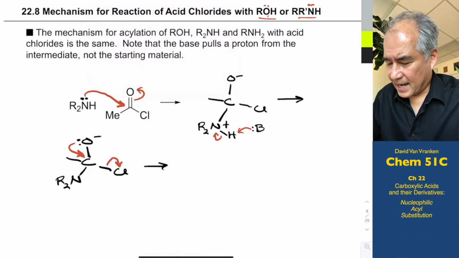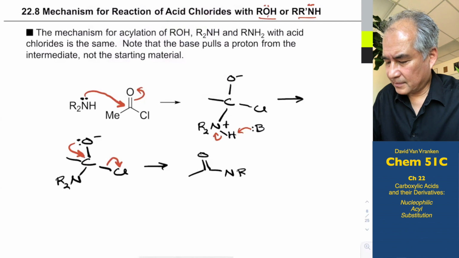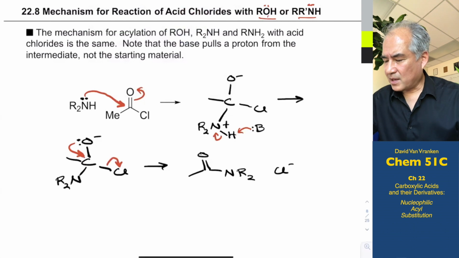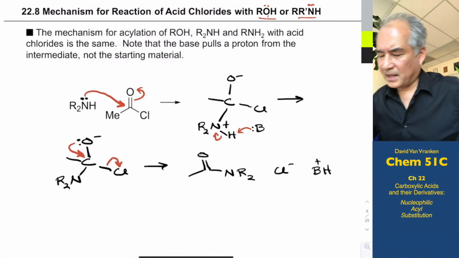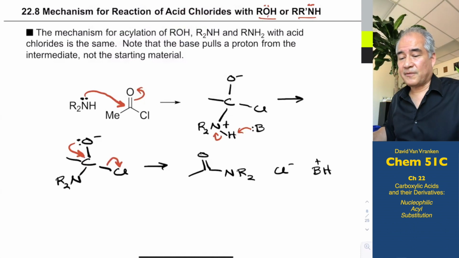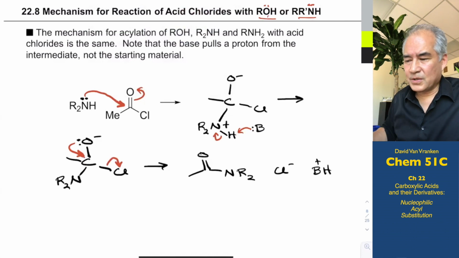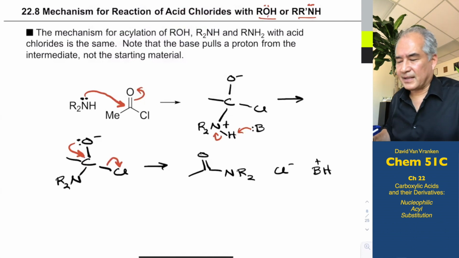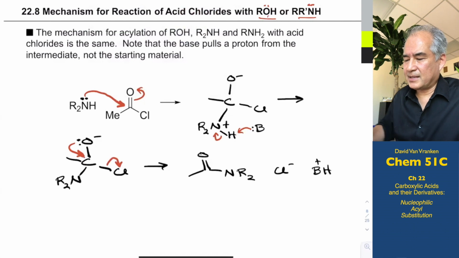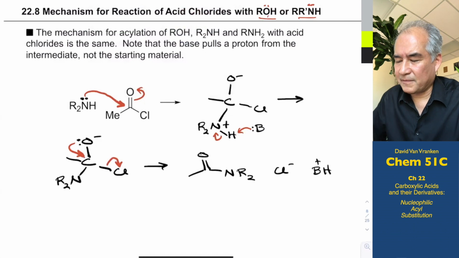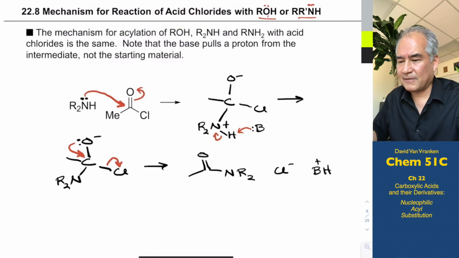And so now we get this amide functional group as our product. And the chloride is now the leaving group in that process. And whatever the base was, since it was neutral B before, I'll make it a positive B. So that's the mechanism for making esters or amides using alcohols or amines, respectively. It's a three-step mechanism, and the second step is this proton transfer. We have to deprotonate the nucleophilic atom that attacked before we kick out the chloride leaving group.